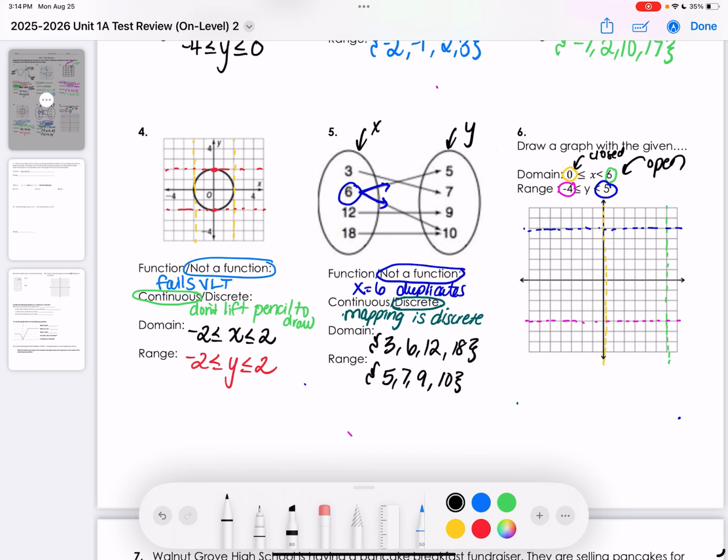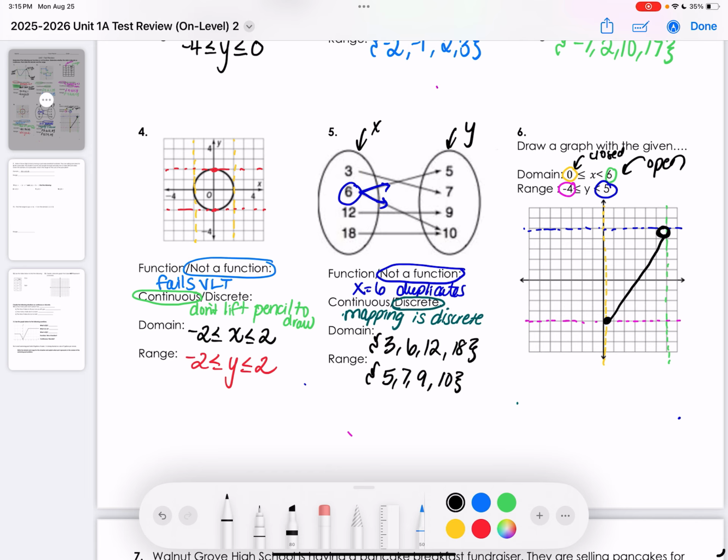So I'll do some type of closed dot or circle right here so you can see that x is 0, the y is -4. Then I could go up to here and do an open circle. Now it could be a straight line, could be something squiggly, doesn't matter as long as it's continuous. We know it's continuous because our domain and range is given in the form of an inequality.